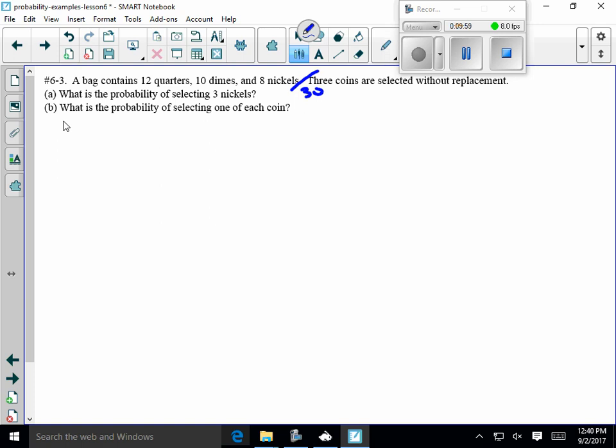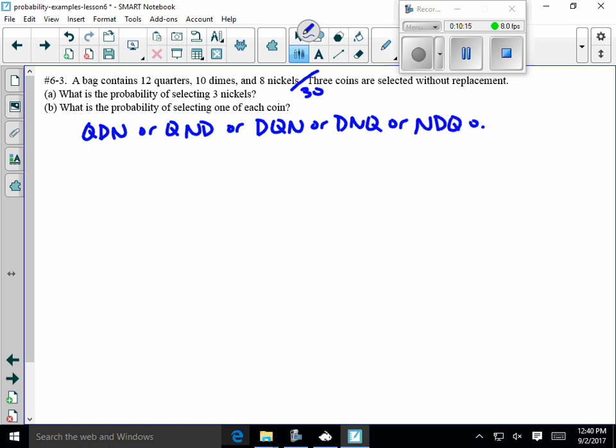So we could have a quarter, then the dime, then the nickel, or we could have a quarter, then a nickel, then a dime in that order, or we could have a dime, quarter, nickel, or we could have a dime, nickel, quarter, or I could have the nickel first, then the dime and the quarter, or I could have the nickel, then the quarter, then the dime. Okay? All of those are the ways that that could happen.